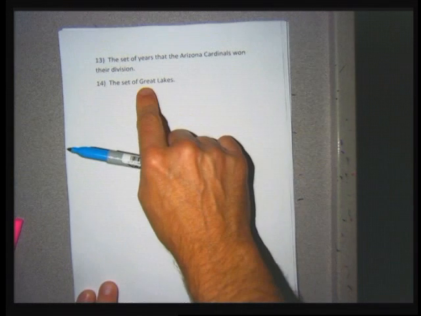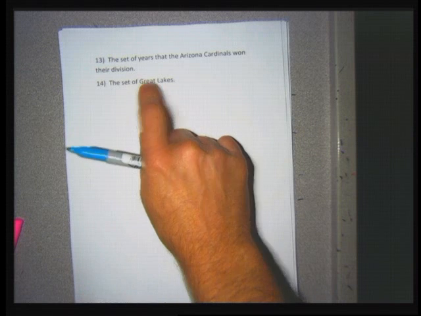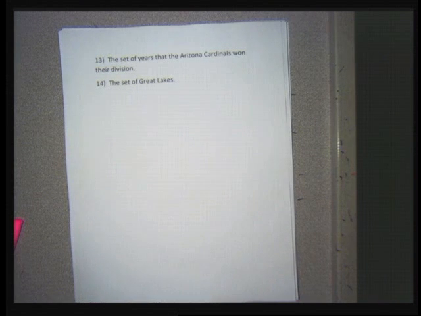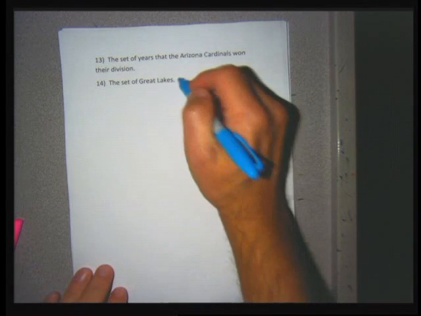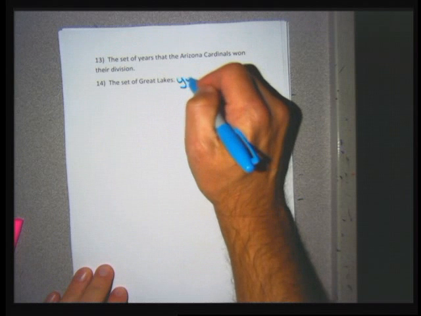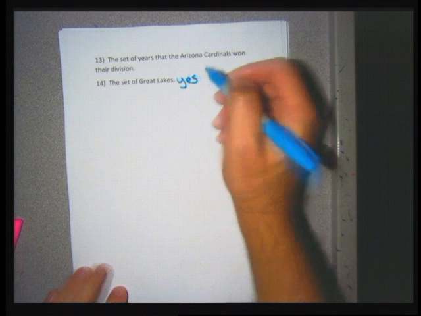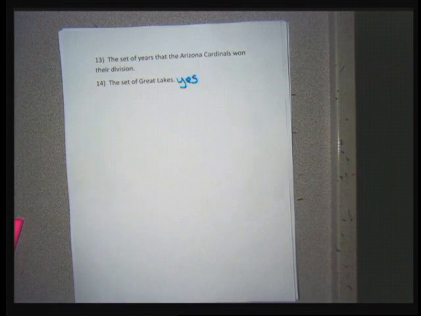13 and 14. I think I know the Great Lakes. If you give me a lake, I can at least tell you in problem 14 whether it belongs in the set or not. As it goes, what is it? Michigan, Huron, Superior, Erie, and Ontario, I think, are the Great Lakes. And so I would say yes, this is well defined, because if you give me a lake like Mead, you might think it's a Great Lake, but it's not one of the quote-unquote Great Lakes.